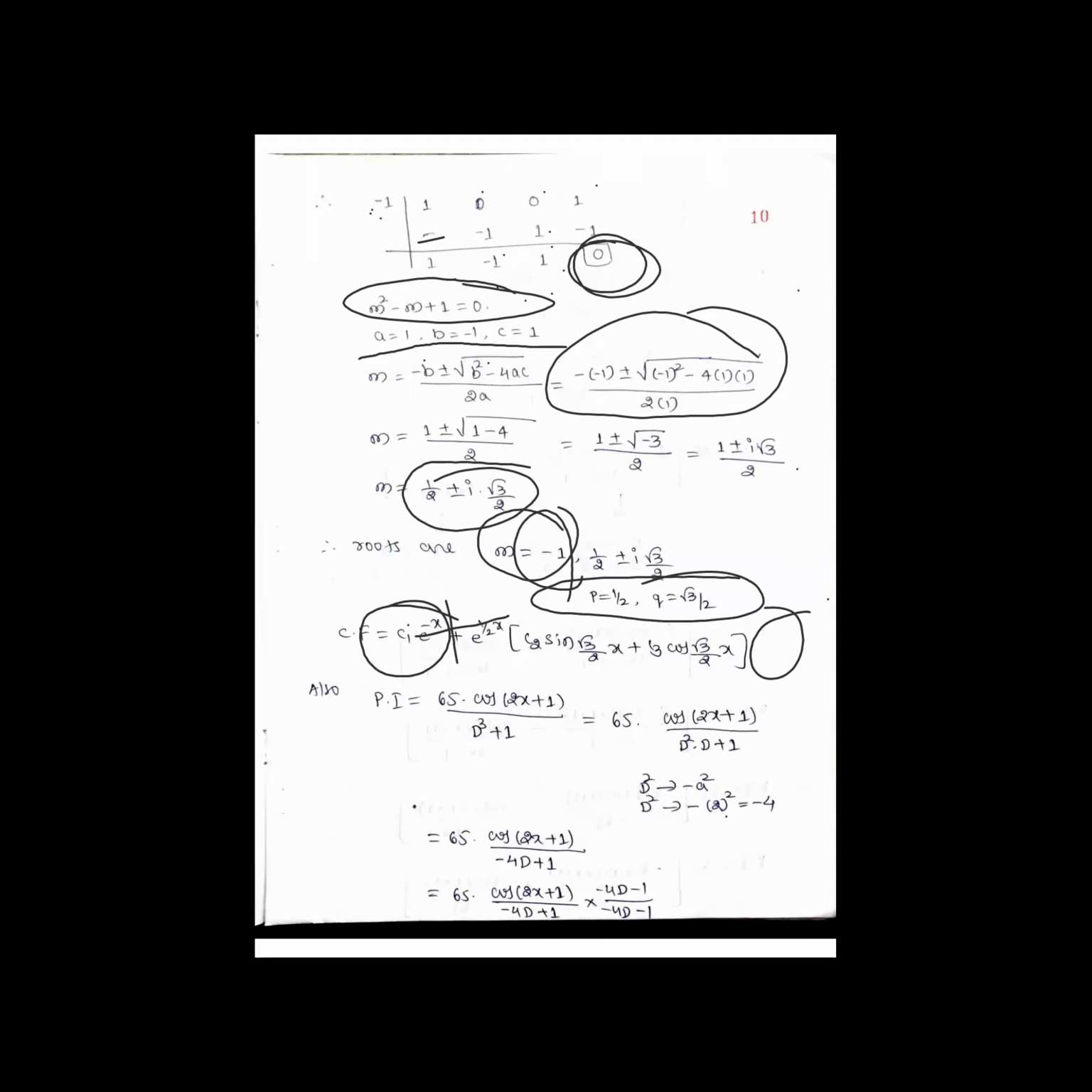c2, because c1 has already appeared, c2 sin square root of 3 by 2 x plus c3 cos square root of 3 by 2 into x. So this is what the complementary function is.